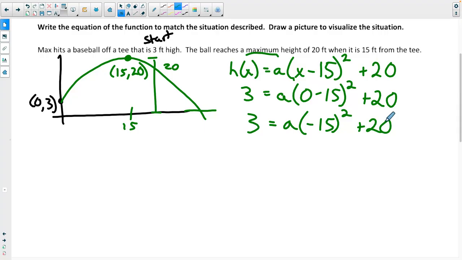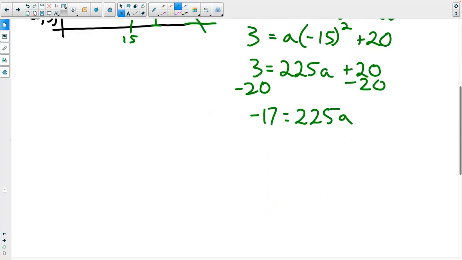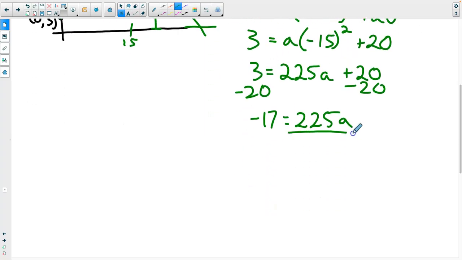What is negative 15 squared? 225 is perfect. Now remember, when I write this, I'm writing this as 225a plus 20. Because otherwise, a lot of us, even yesterday, or not yesterday, the previous day when we were doing this lesson, kept combining these things. So let's keep going through. So minus 20. Then I divide by 225.